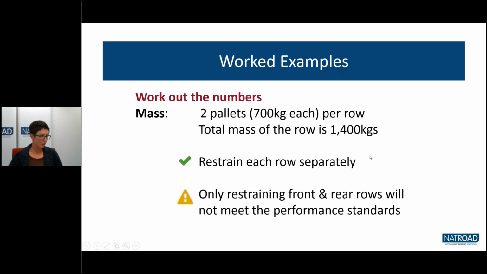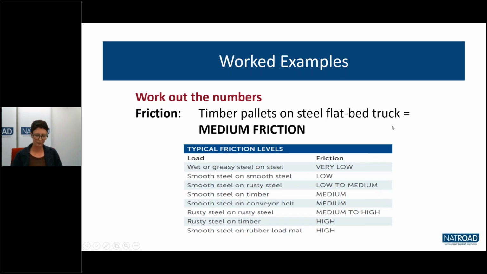Okay, to work out the numbers, you also need to know the friction level in the load. The guide has a table which covers some of the typical friction levels, and that's on page 24 of the guide, but I've also put it up here on the slide. Using this table, we can see that timber pallets on a steel flatbed truck, which is assuming smooth steel on timber, has a medium friction level.